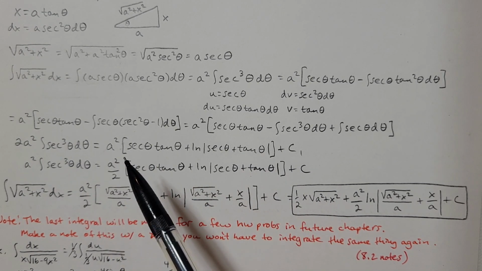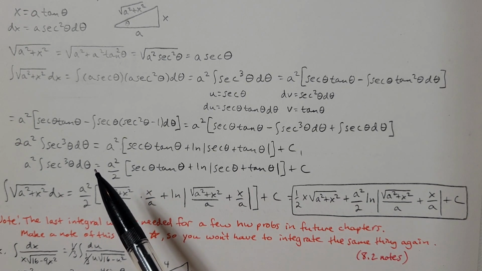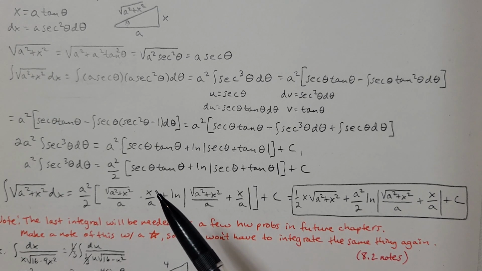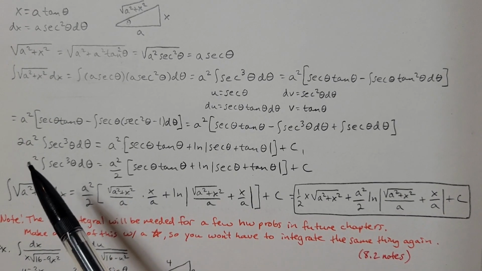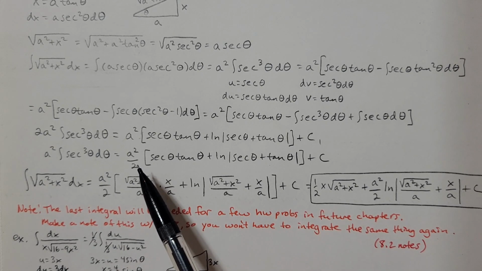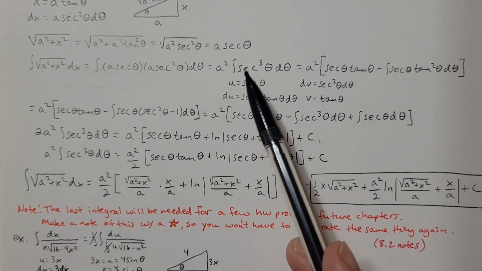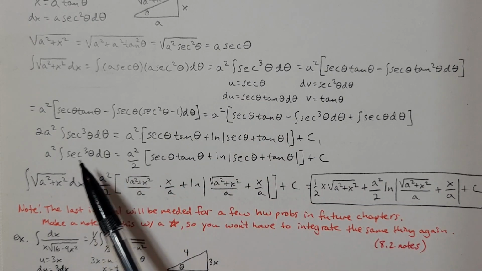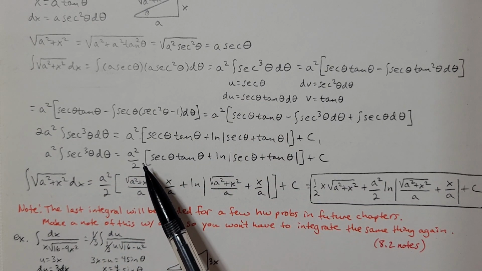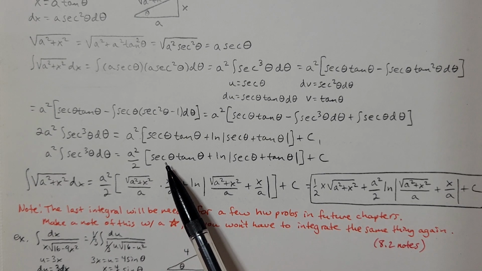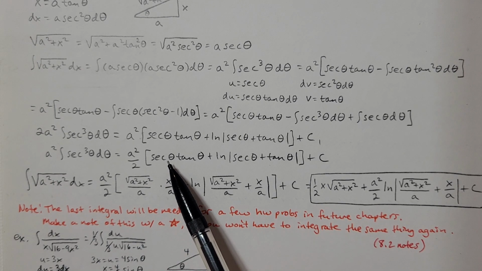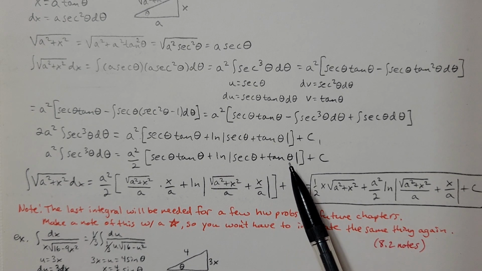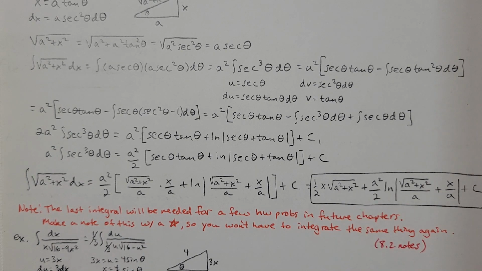If I divide both sides by 2a squared, then if I divide both sides by 2, this integral here, a squared times the integral of secant cubed theta d theta, is a squared over 2 times the quantity secant theta tangent theta plus the ln of the absolute value of secant theta plus tangent theta, plus a constant.